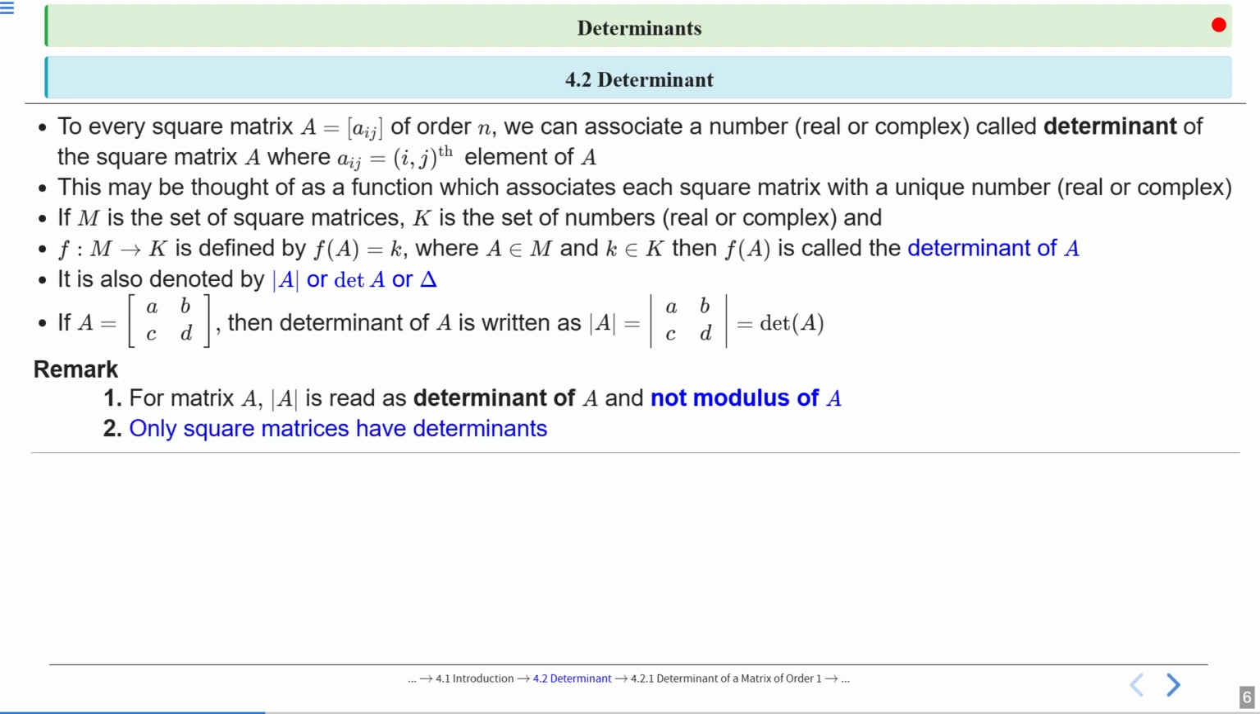Okay, the second remark is that only square matrices have determinants. We cannot define a determinant for matrices with uneven order, that are not square matrices. Okay, so the determinant is just a number that is related to a matrix. For a unique matrix, there is a unique number. Okay. Each square matrix is associated with a unique number.